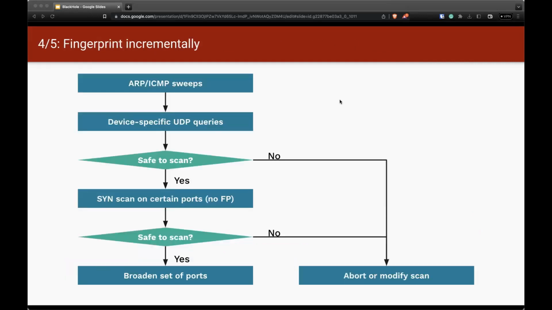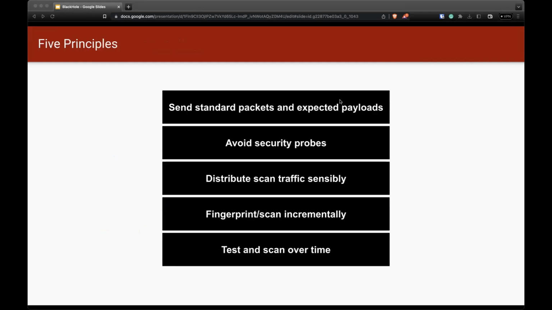Number 4, there are some devices where even standards compliant traffic can crash them. To handle these, it's important to avoid the type of fingerprinting you might find with Nmap or SynFP, where you try to capture all the necessary information at once. Rather, you start out with some super benign query to get some idea of what you're working with, and then you iteratively follow up with more in-depth queries when you know it's safe to proceed. The last principle here is to go slow and start small.